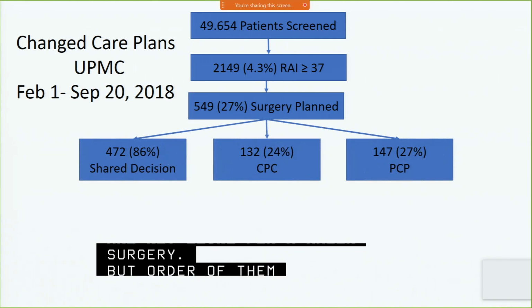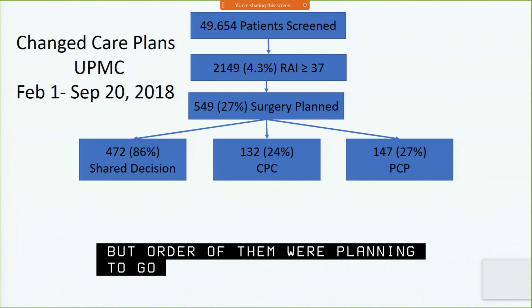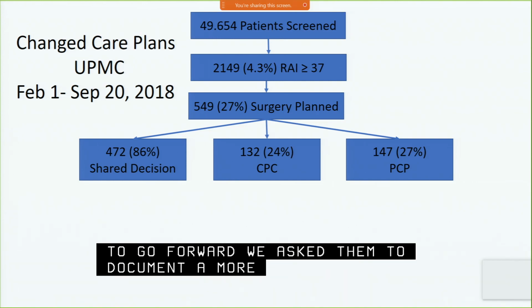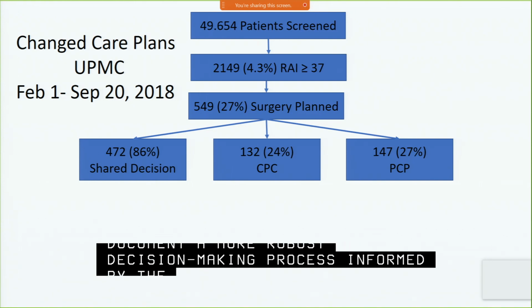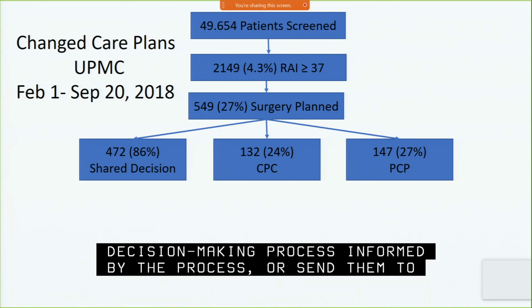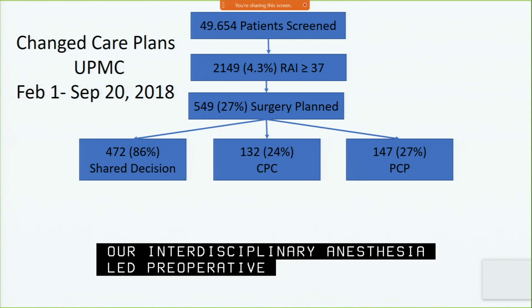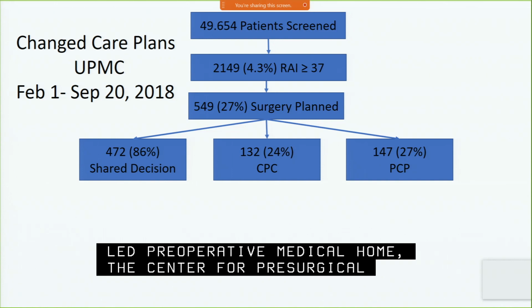We asked them to either document a more robust shared decision-making process that is informed by the frailty-associated risks identified by the Risk Analysis Index, or you can send them to our interdisciplinary anesthesia-led preoperative medical home, the Center for Pre-Surgical Care, or send them back to the PCP to look at their risk assessment. These are not mutually exclusive.